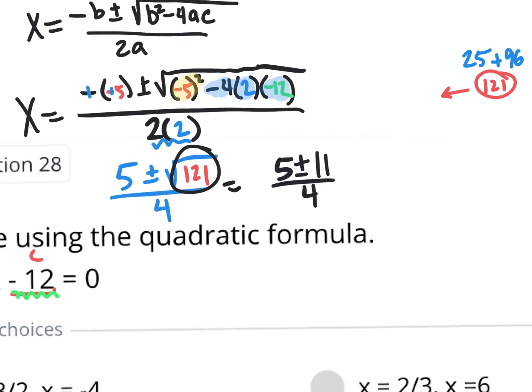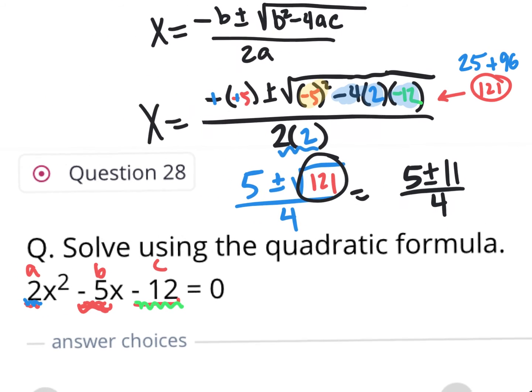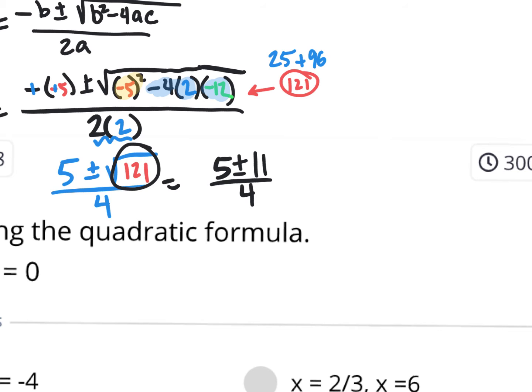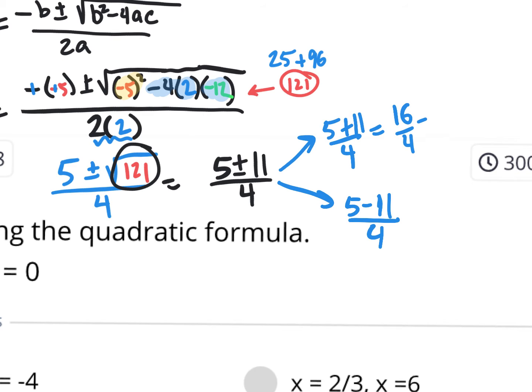And of course that means that we get 2 answers right there. We have a positive situation, 5 plus 11 divided by 4. We also have a negative situation, 5 minus 11 divided by 4. So what is 5 plus 11? That's 16. And 16 divided by 4 is 4. That's one answer. Then 5 minus 11, that's -6.